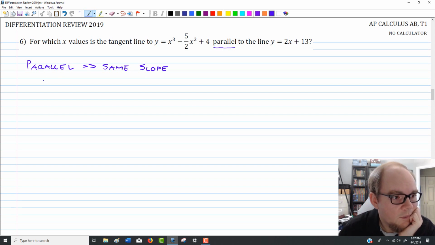So if that's true, we want these two lines to have the same slope. So let's look at the ingredients here. We have two different things to look at.